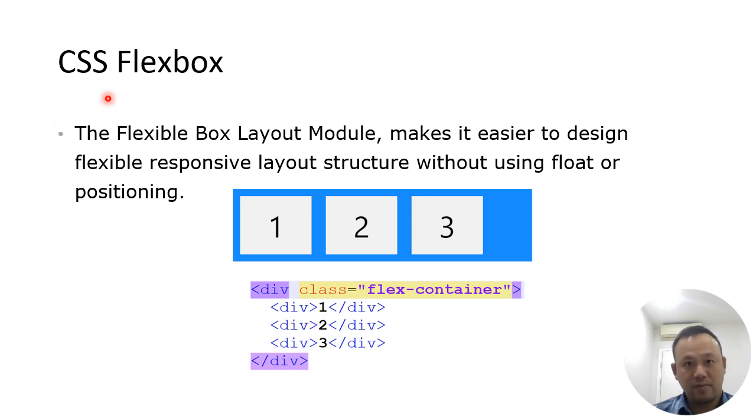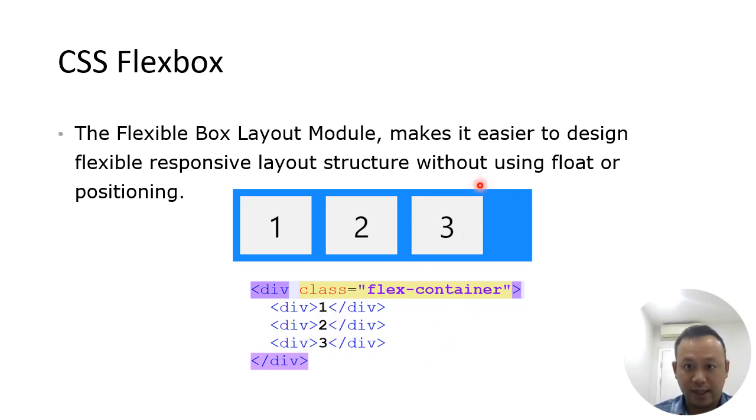CSS flexible box is used to make it easier to design a flexible, responsive layout structure without using float and positioning. The flexbox properties are supported in all modern browsers, Chrome, Firefox. To start using the flexbox model, you need to first define a flex container like this. The element represents a flex container, like this area.